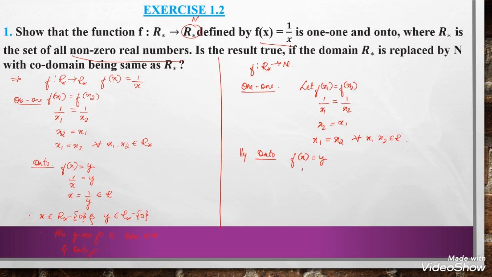Then replace f of x by 1 by x is equal to y. So y is equal to 1 by x. 1 by x is not a natural number. So the given function does not hold the onto condition. Therefore, the given function does not hold the onto condition.